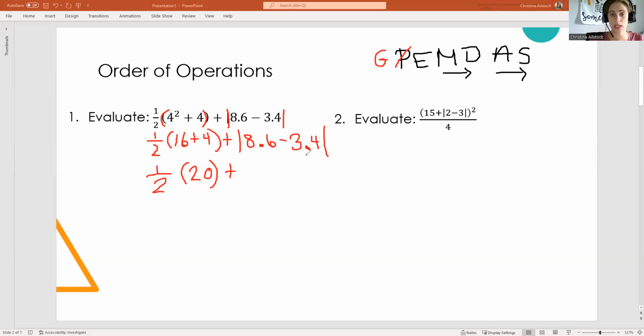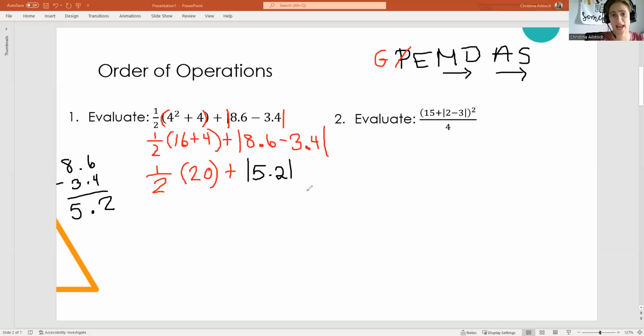Now we need to do our second one, which is the absolute value bars. So we first need to complete our subtraction. I'll come off to the side here to do that. So we have 8.6 minus 3.4. Remember to line up your decimal points. 6 minus 4 is 2. Bring your decimal point straight down. 8 minus 3 is 5. So we have the absolute value of 5.2.